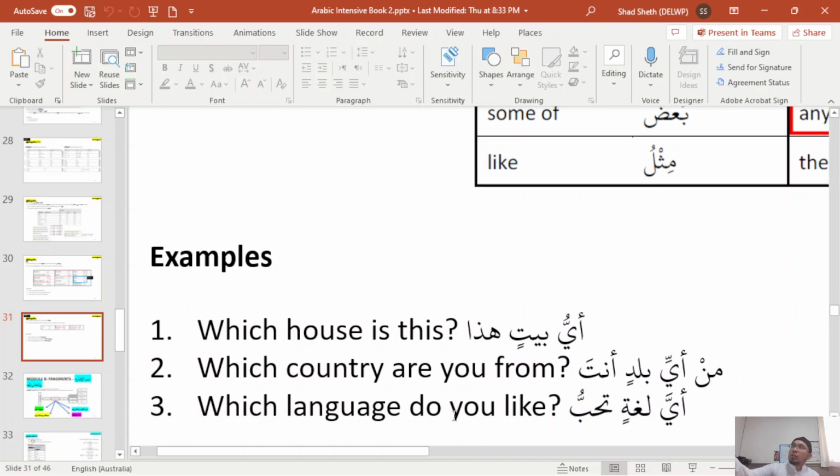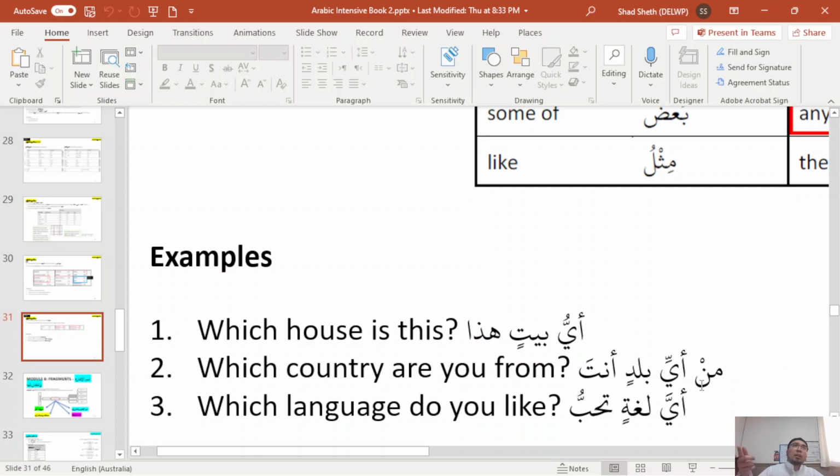So you want to say which house is this? You would say ayu baitin hada. Baitin because it's still singular. You just say which house. It's not like ayul baiti. You're just saying which house is this? So ayu baitin hada. And then if you want to say which country are you from?